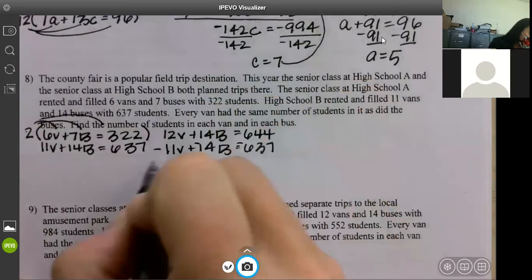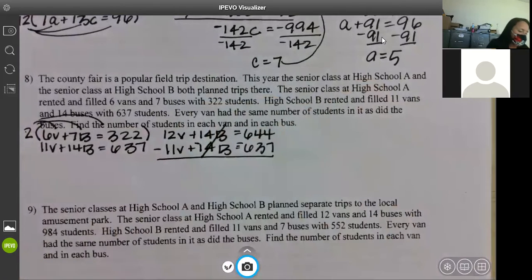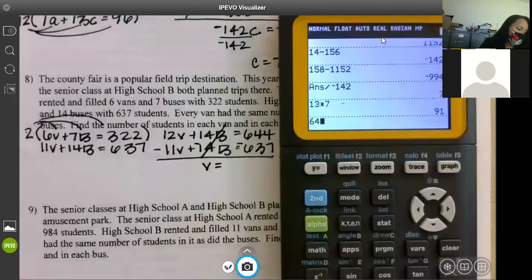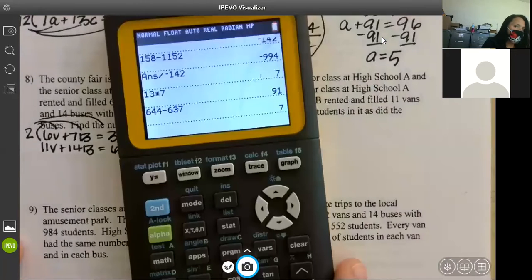Change, change, change. What is 12 minus 11? 1. 644 minus 637. 8. Is it 8? Oh, sorry, not 8. What is it? 7. No worries.